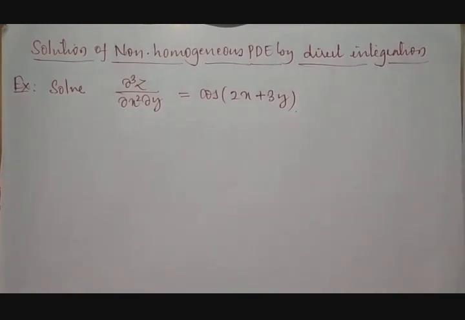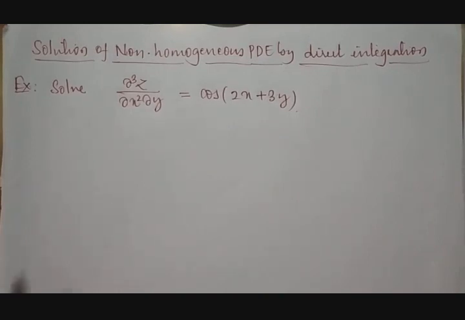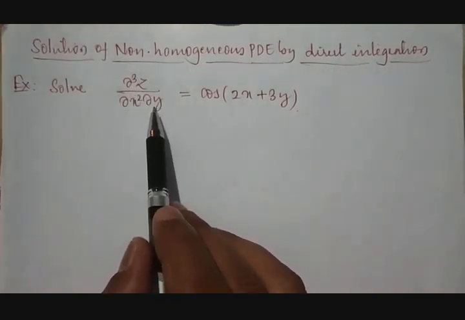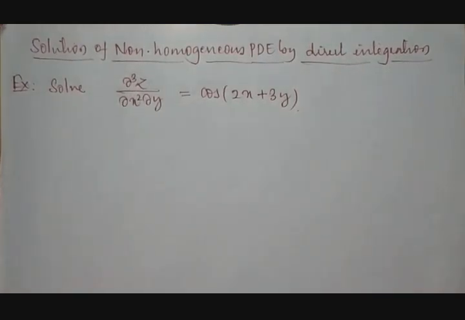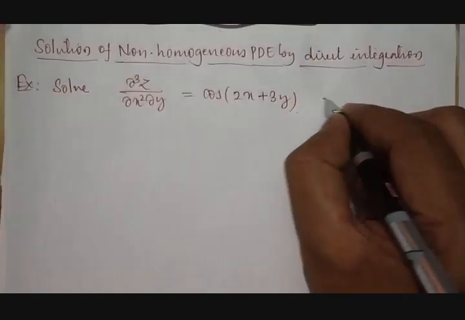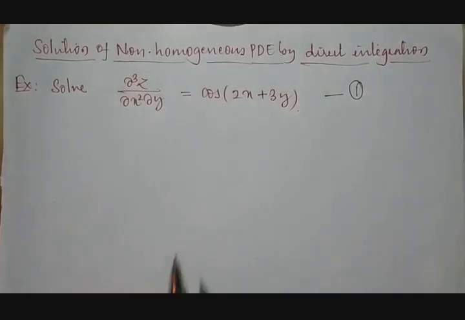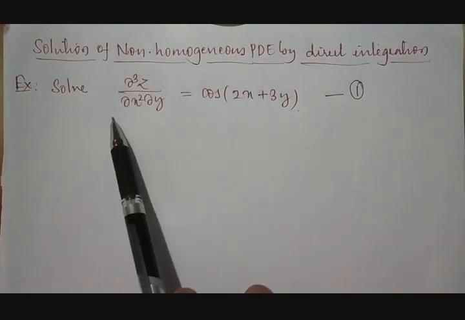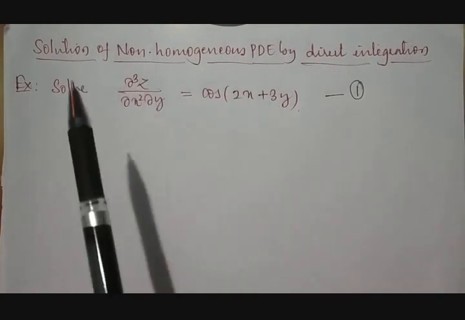Now let us discuss a solution of non-homogeneous partial differential equation by direct integration method. The given example is ∂³z/∂x²∂y = cos(2x + 3y). So we call it equation number 1. Now it is understood. By direct integration method means what? We have to apply integration on this to get z finally.